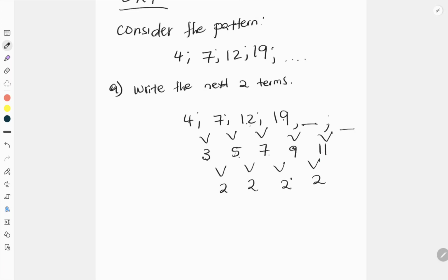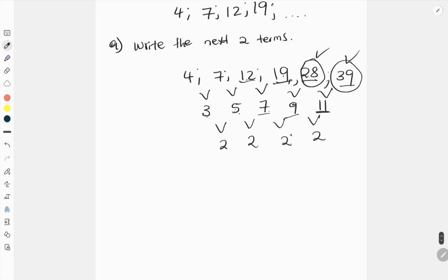Then you're just going to say, remember, 12 plus 7 is 19. 19 plus 9, it will give you 28 there. Then 28 plus 11. Guys, how you add? So don't make a mistake. 28 plus 11, then you will get 39. Those are the next two terms, 28 and 39. Then the second one, they want the general rule.